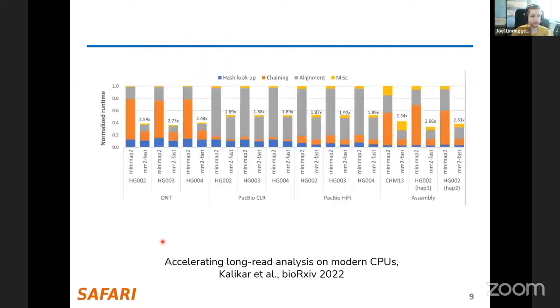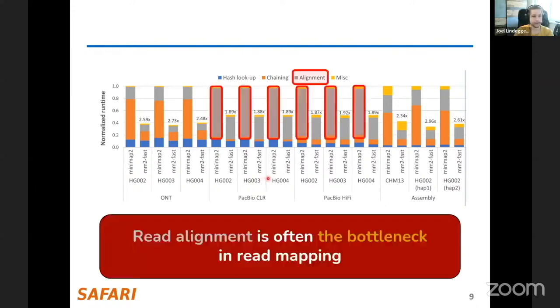So if you look at this recent paper, accelerating long read analysis on modern CPUs, they benchmarked this state-of-the-art read mapper, Minimap2, and they observed that in many of these cases, not all of them, but in many of these cases, the read alignment is really the bottleneck. So you can see here on the y-axis execution time, and just the vast majority of the execution time is occupied by the gray bar, which is alignment.